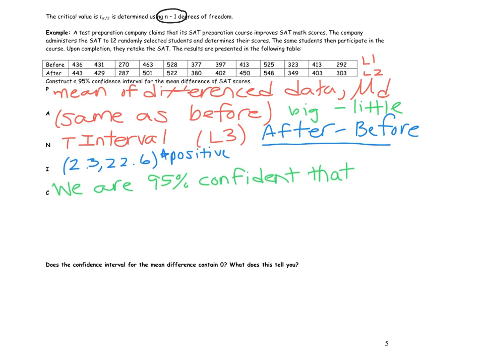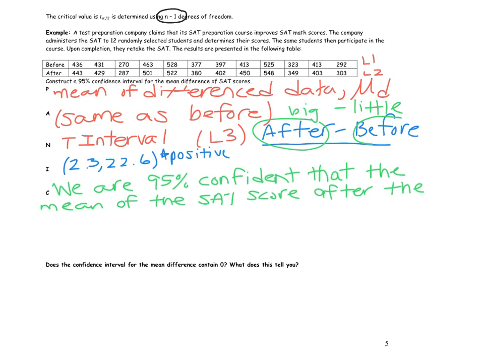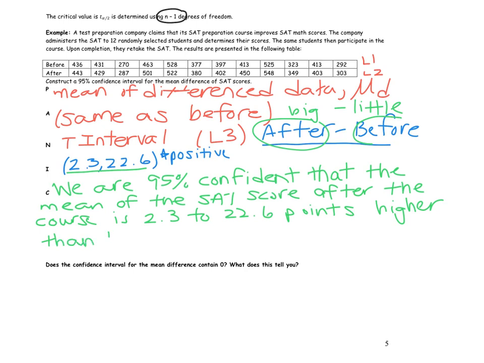So we could say that again, it's after minus before. So we could say something like the mean of the SAT math score after the course is 2.3 to 22.6 points higher than before the class. So this gives us more information.